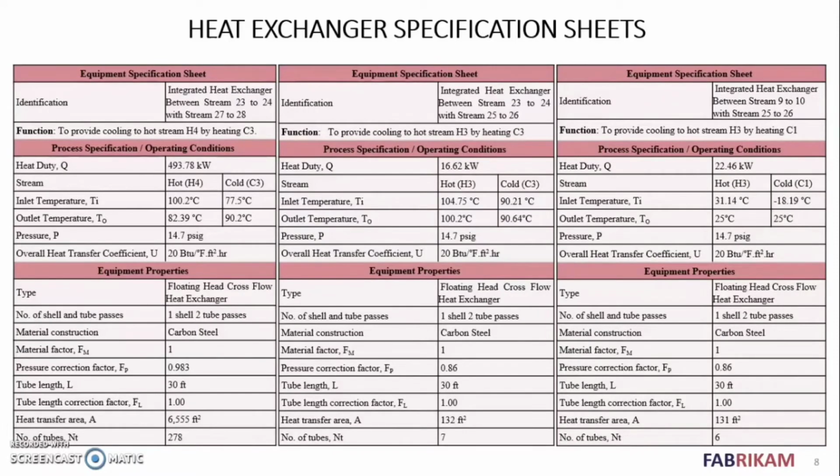For the last heat exchanger specification sheets, it is all for the integrated heat exchanger, all of which are using a floating head cross flow heat exchanger with one shell, two tube passes. The equipment specification sheets are provided with the detailed operating condition and equipment properties.